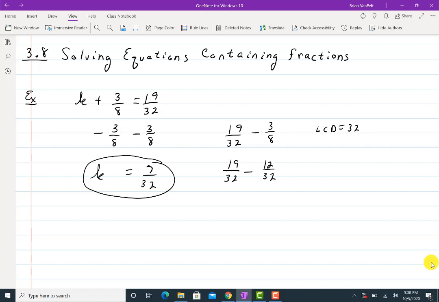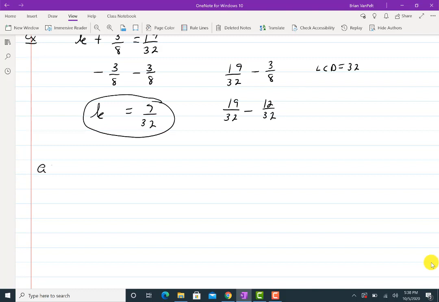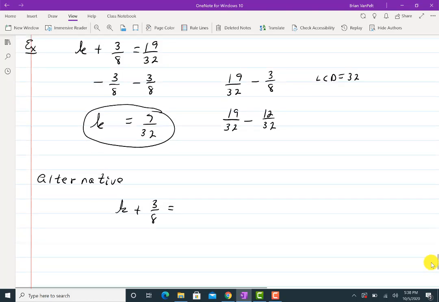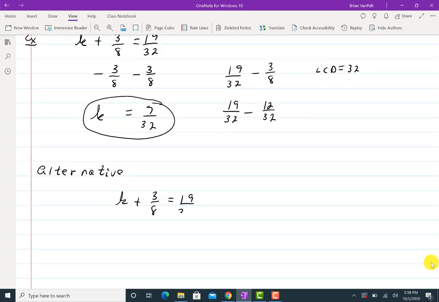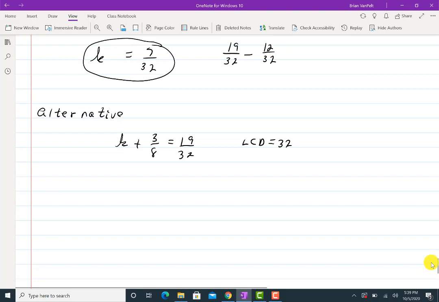So there was a couple of steps. It wasn't that bad. Let me show you an alternative. As an alternative, let's redo the same problem, k plus 3/8. Let me fix that 8. That doesn't even look like an 8. And that was what, 19 over 32? I'm going to try to avoid fractions as much as possible this time. Notice that the LCD equals 32, which is the same as it was before. So I haven't had to do anything more.